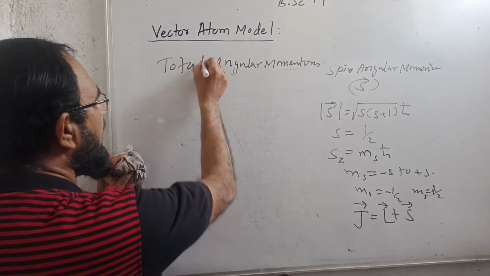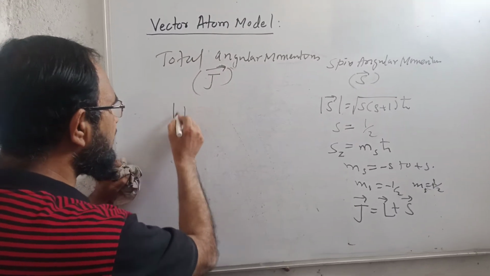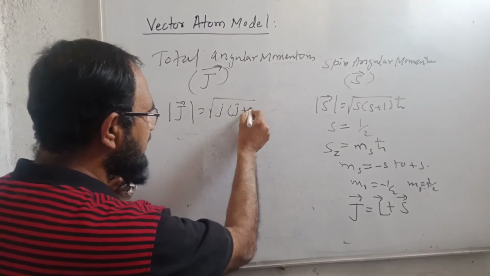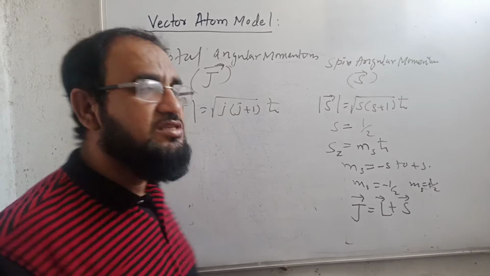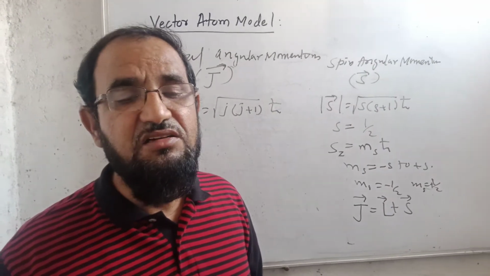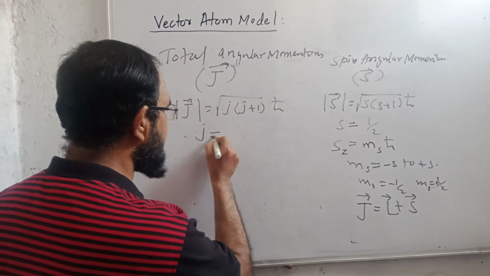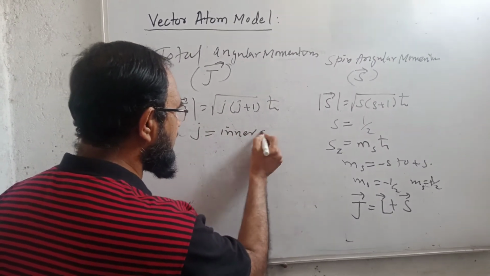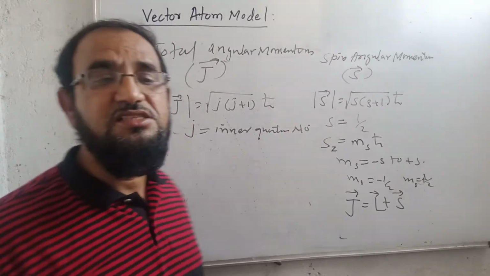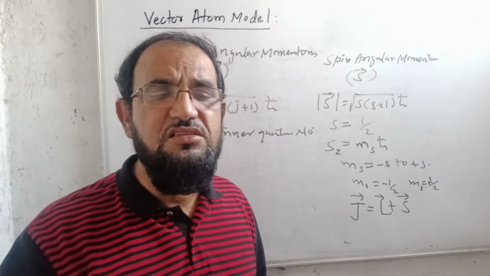Total angular momentum vector j, and the magnitude of j can be written as root over j into j plus 1 h cross, where this j is called the inner quantum number.